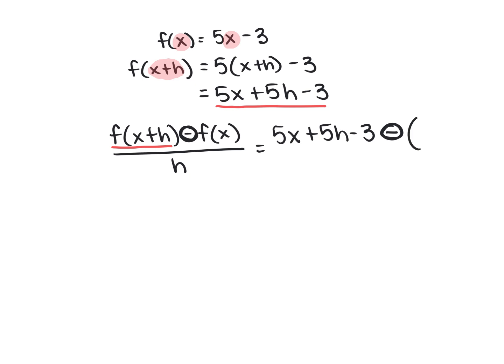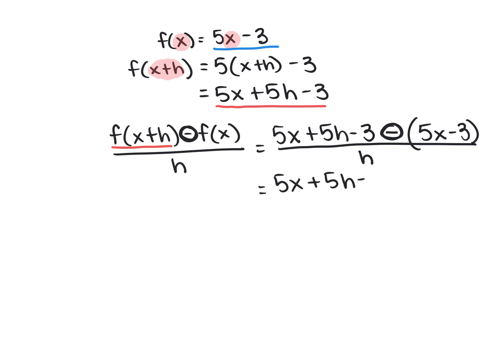And then I have this subtraction sign, so we're going to have that subtraction sign right there. And then we open a parenthesis set. Now, f of x is 5x minus 3. So that's what goes in beyond the subtraction sign. And then we still have this division by h right here. So we distribute the circled negative sign. So we have 5x plus 5h minus 3. I'm going to distribute a negative 1 here, and I'm going to distribute a negative 1 to negative 3. So I have negative 5x plus 3, and we're going to divide that by h.